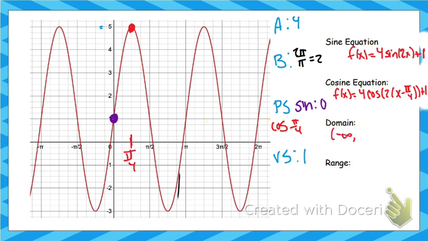Domain for every sine and cosine is negative infinity to infinity. Range, bottom to top: the lowest y value is -3, the highest y value is 5.